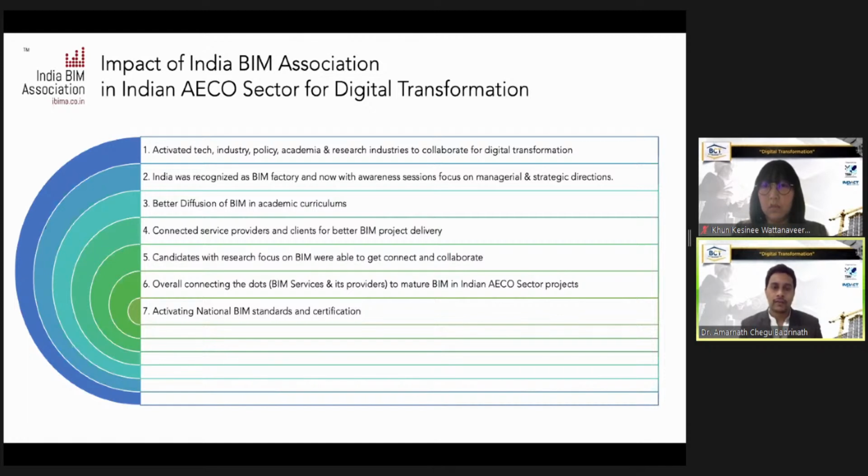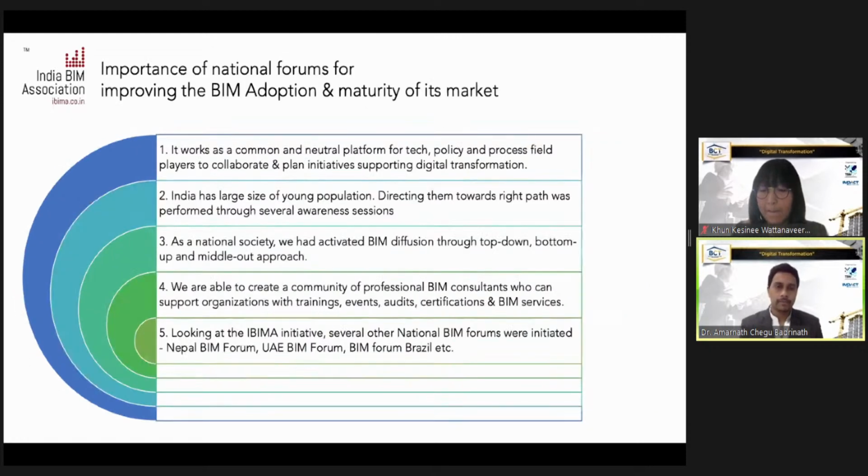And we're also moving forward with our Bureau of Indian Standards to activate the national BIM standards or develop the annex for the ISO, these kinds of things, and also certifications. And this is the importance of national BIM forums. I can see that day in, day out, there are new forums coming in. I can see at least 30 plus countries have their own national forums now.